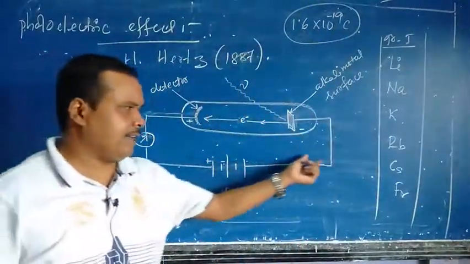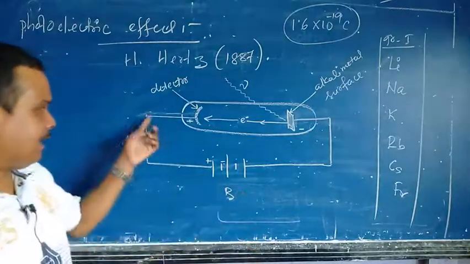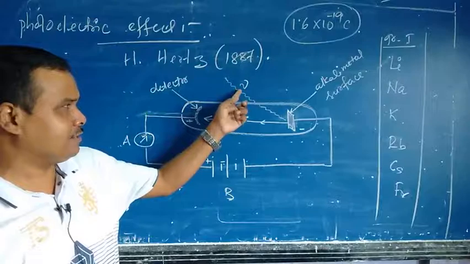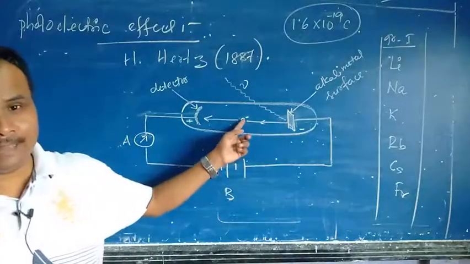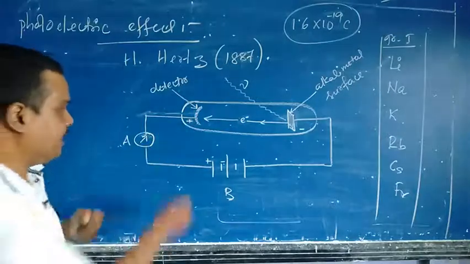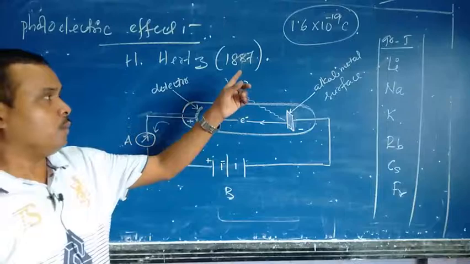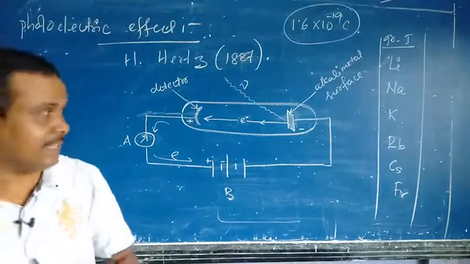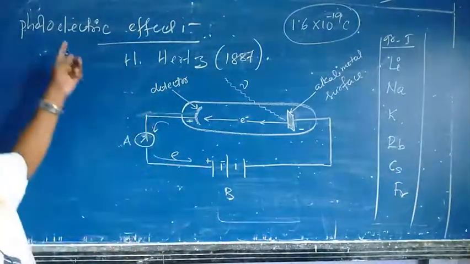So current is flowing through this electronic circuit. Current flow indicates that electrons are flowing through this circuit. So where are the electrons coming from? When the radiation of definite frequency strikes the metal surface, what happened? From the metal surface, electrons are ejected. Those ejected electrons are detected by the detector. Then the electrons flow through the circuit, meaning current flows through the circuit. That means when a radiation of definite frequency strikes the metal surface, electrons are ejected from the metal surface, and that phenomenon is called the photoelectric effect.